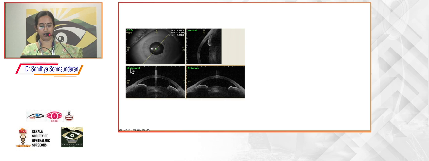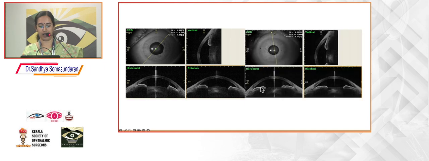So here this is a closed angle. Post PI you can see that the angle has slightly opened up. So that is the importance of ASOCT. In ASOCT you look for iridotrabecular contact.